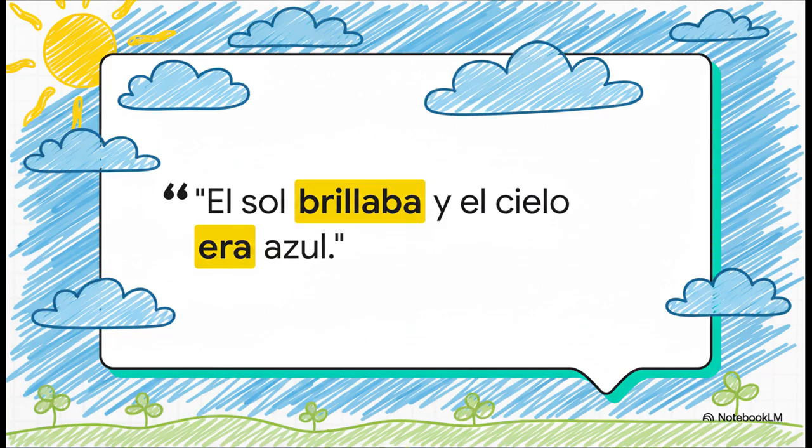Or take this one. This is pure description. We're not saying the sun shone for exactly 2 hours and then stopped. We're just painting the picture. Brillaba, it was shining, and era, it was blue. We're creating the atmosphere. This is what the imperfect does best.